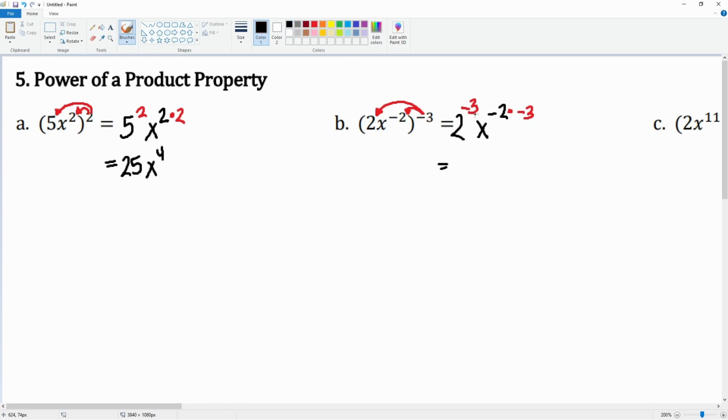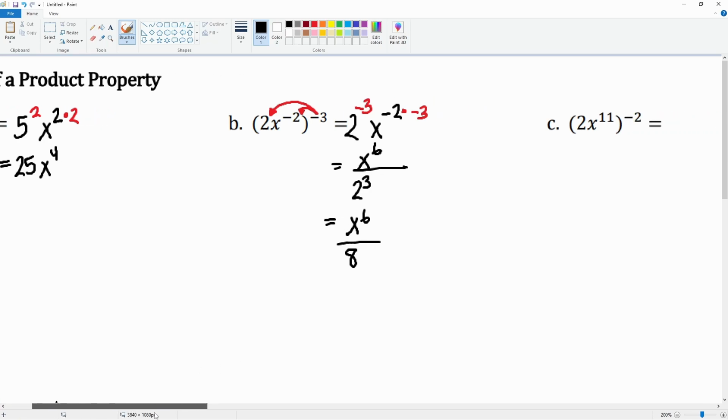So 2 to the negative 3 power, we don't like to work with that, so we're going to bring it down. So it becomes 2 to the 3rd. On top, we have x, negative 2 times negative 3 becomes a positive 6. Okay, so we don't need to touch that. So we have x to the 6 on top, and on bottom, it is 2 times 2 is 4, times 2 is 8. So that would be the answer, x to the 6 over 8.